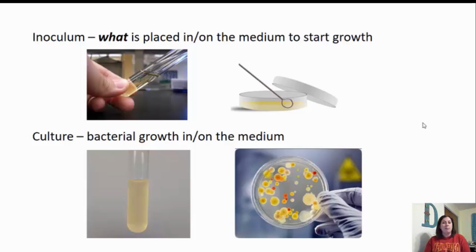So if you see here in the broth, at the top, before it was inoculated, it's clear. It's going to be cloudy. On the other hand, when it talks about the petri dish, you can see that there's obviously lots of different colonies or different types of bacteria growing on this plate.